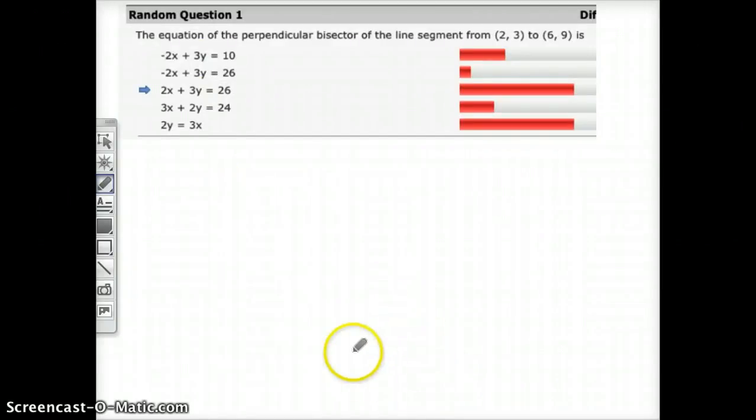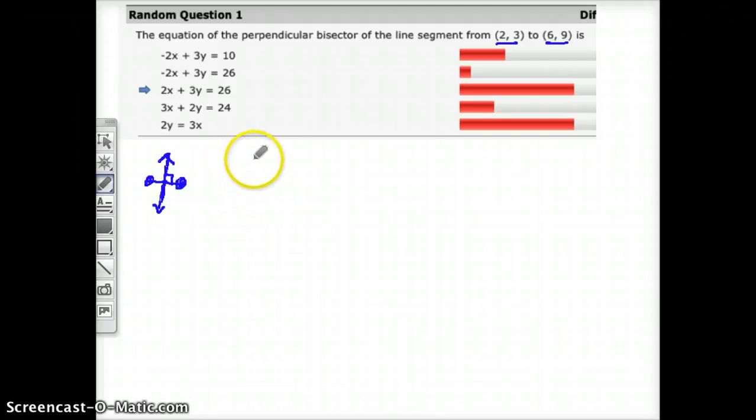All right, question number one. The equation of a perpendicular bisector of the line segment from this point to this point is something. Okay, well, first of all, what's a perpendicular bisector? A perpendicular bisector is a line that cuts another line at its midpoint and it's at a right angle. Okay, that's from geometry. That may have been a long time ago for some of you guys.